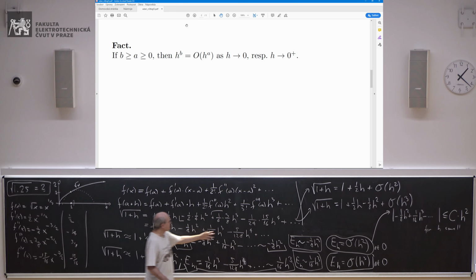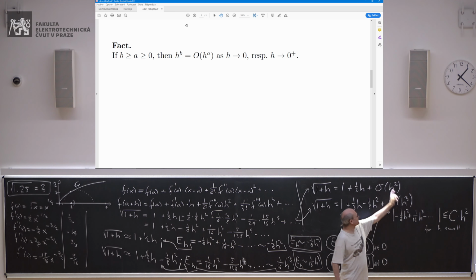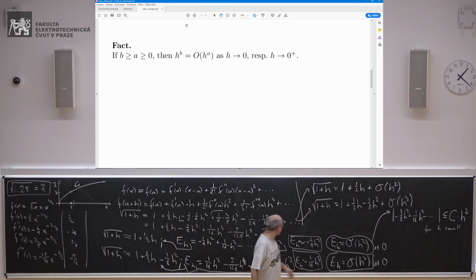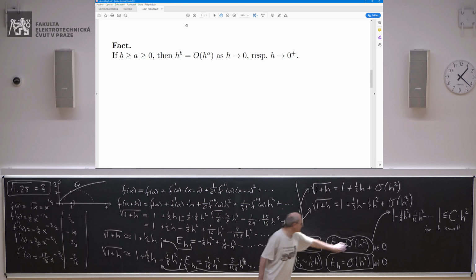Just like here, h to power 4 got swallowed up by lower powers in big O notation. Okay? Or you can see it here. We have the error estimate, and the lower power 1 and the higher powers that were swallowed up, they are included here.